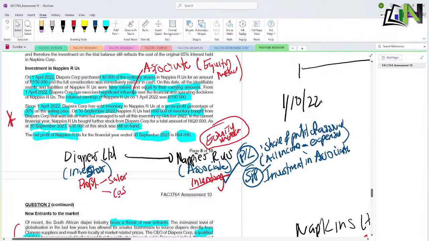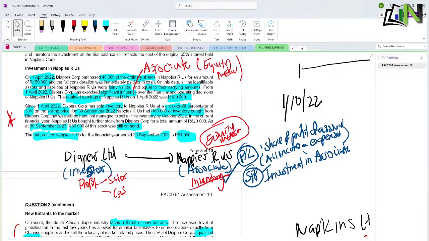So you're going to eliminate from both sides. I'm going to eliminate from the parent side, and from the associate side. On the parent side, it's profit, which is broken down between sales and cost of sales. On the associate side, it is the inventory, but the inventory should be accounted for under investment in associate. All right, so basically that is how it's done. With that out of the way, now let's get the figures.